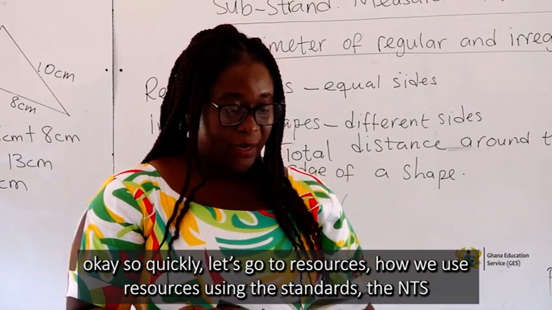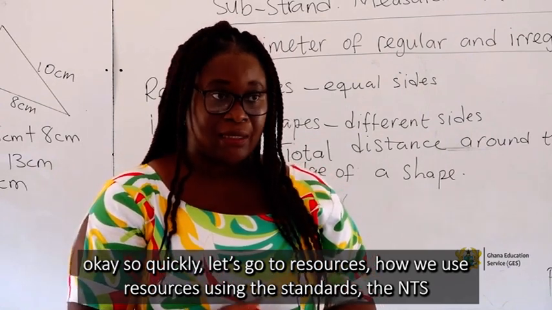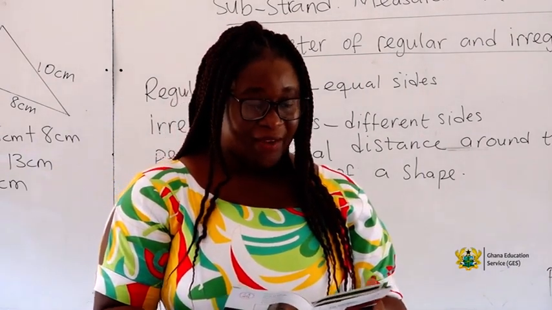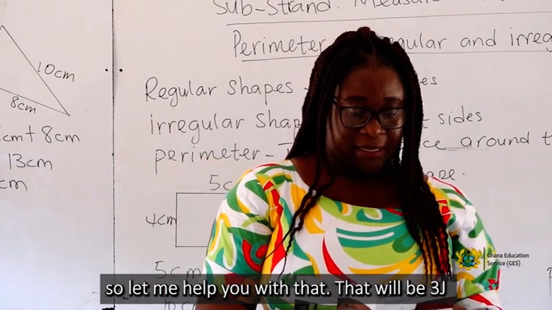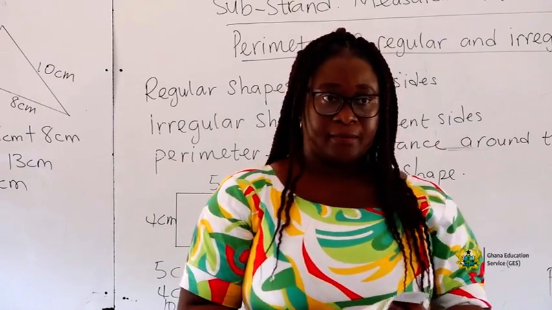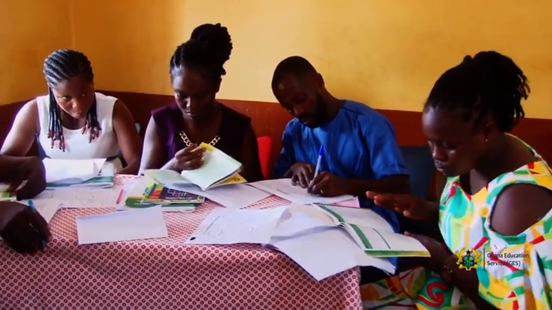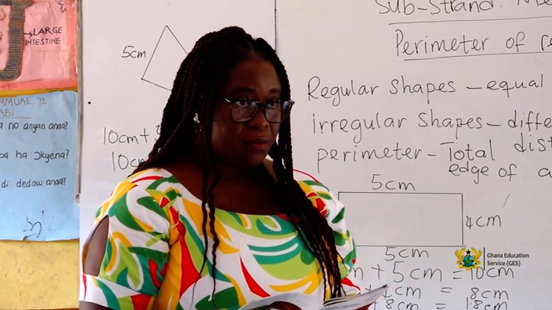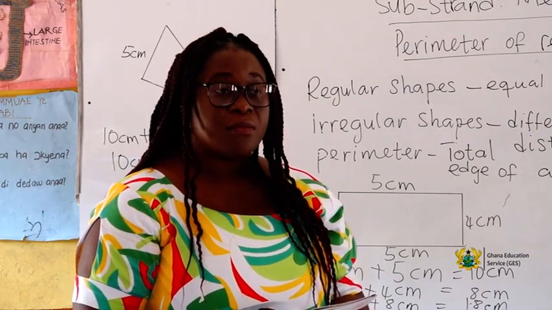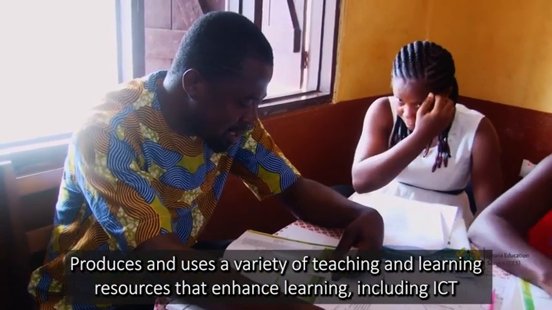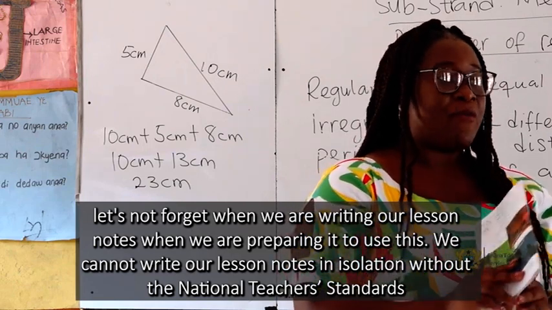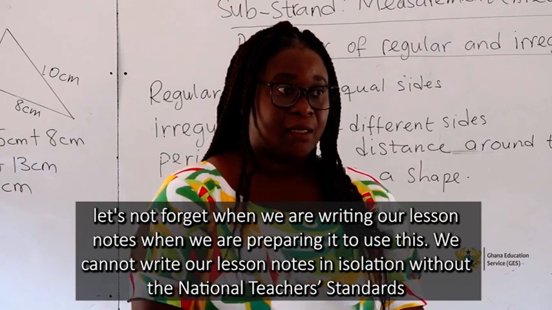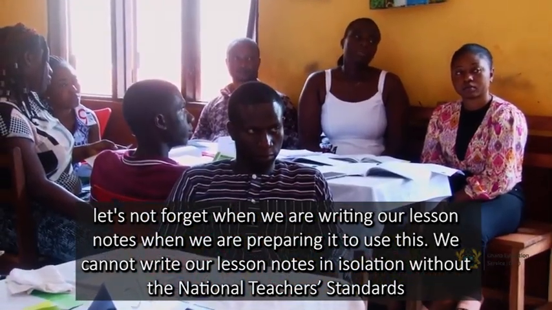Are we okay? Yes. Alright, so quickly let's go to resources. How we use resources using the standards. The NTS. Okay, so let me help you with that. That will be 3J. A member from KNK should please read for us. 3J, we want the standard. Produces and uses a variety of teaching and learning resources that enhance learning, including ICT. Let's not forget, when we are writing our lesson notes, when we are preparing them, to use this. We cannot write our lesson notes in isolation from the National Teachers Standards.